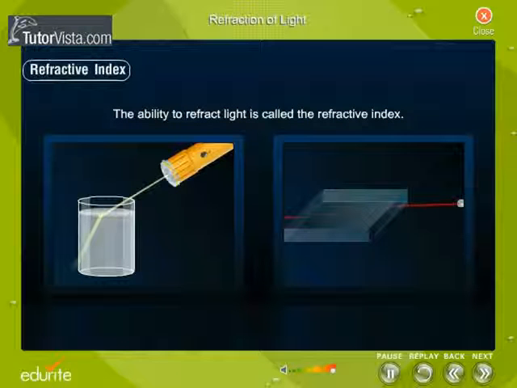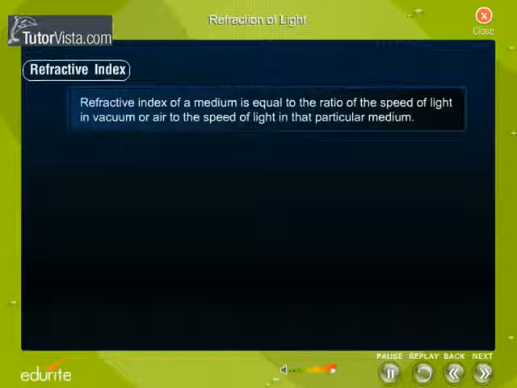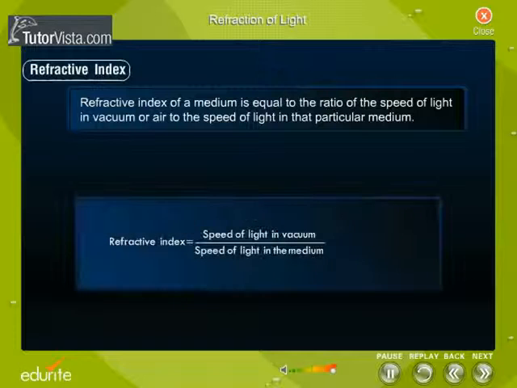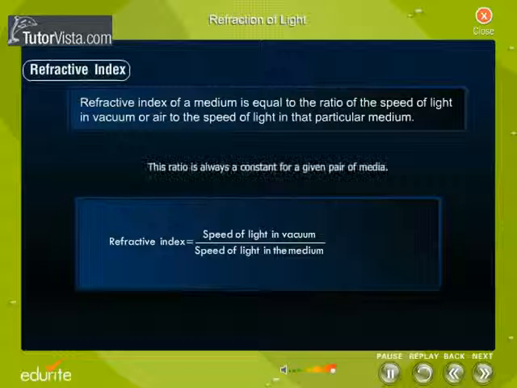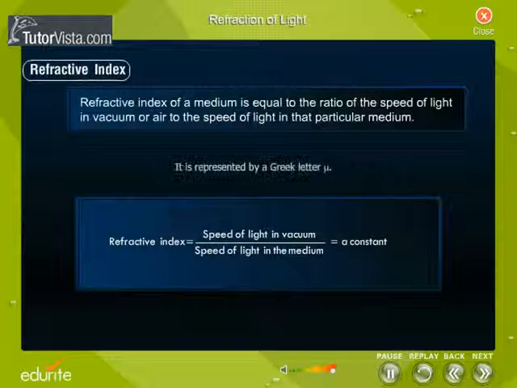The ability to refract light is called the refractive index. Refractive index of a medium is equal to the ratio of the speed of light in vacuum or air to the speed of light in that particular medium. Refractive index is equal to speed of light in vacuum divided by speed of light in the medium. This ratio is always a constant for a given pair of media. It is represented by the Greek letter mu.